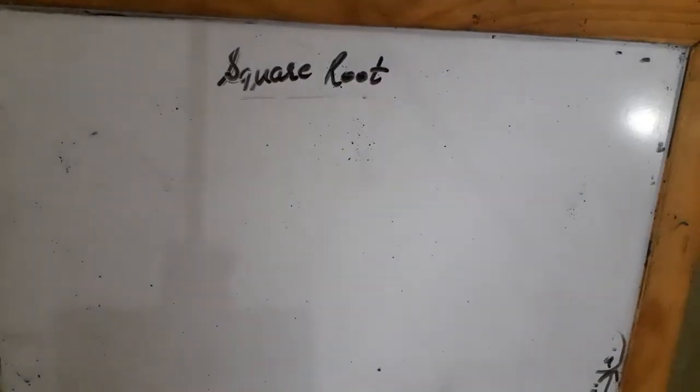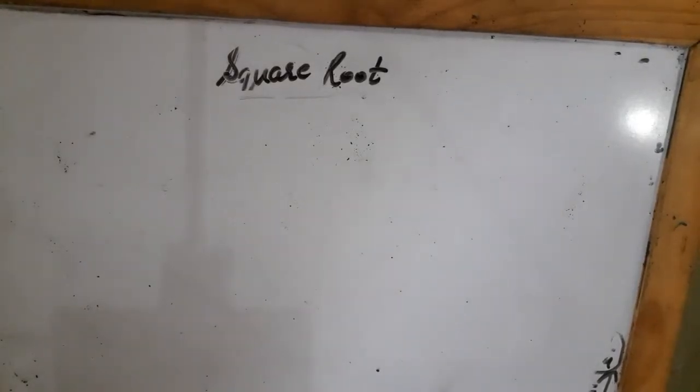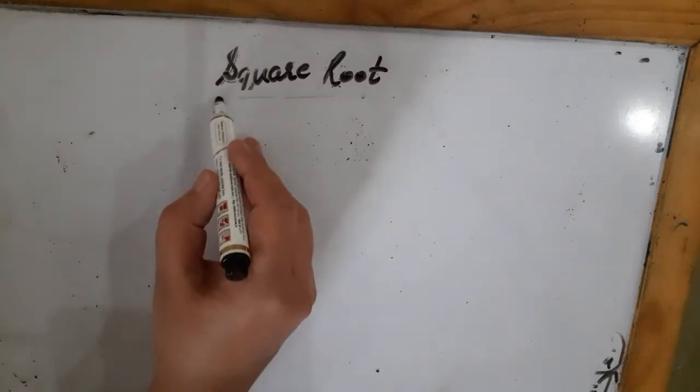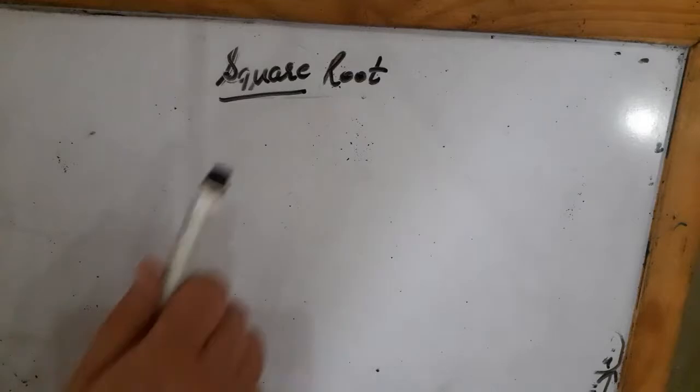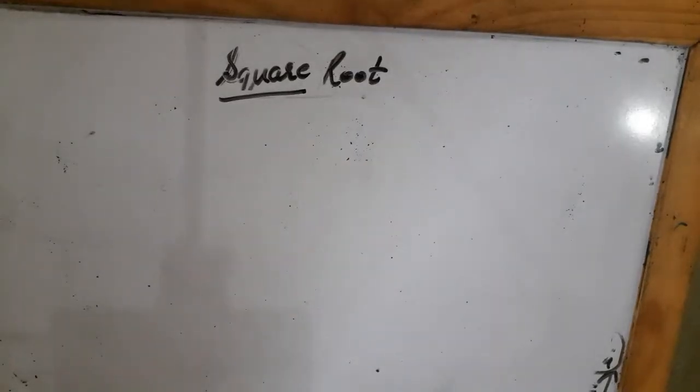Now students, after your chapter 6 you can find a small topic written over there, which is the square root. Now let us study what a square root is. Before I tell you what a square root is, I will tell you what you mean by square. Now the square of a number means to multiply the number by itself.